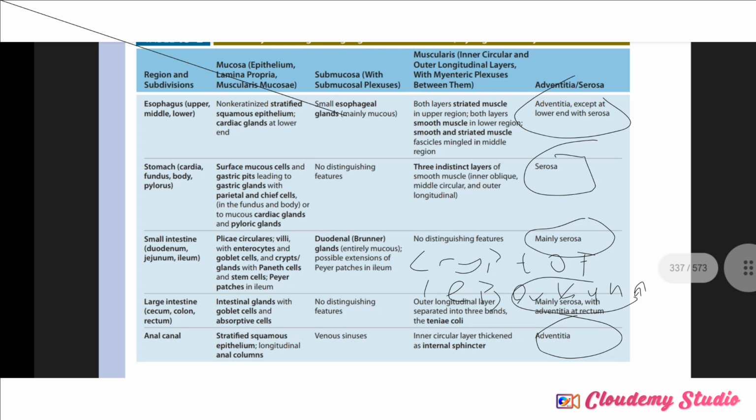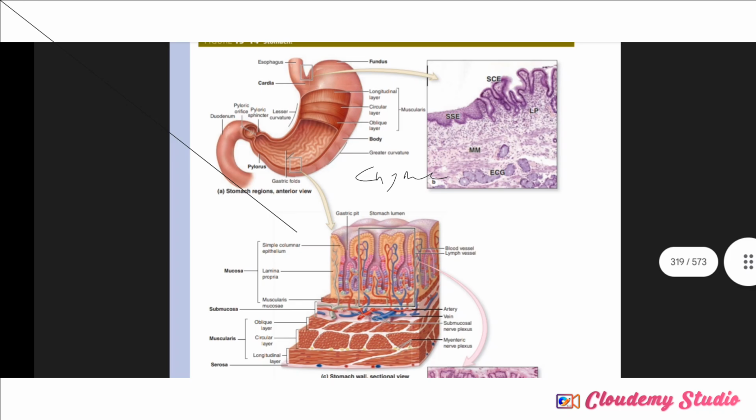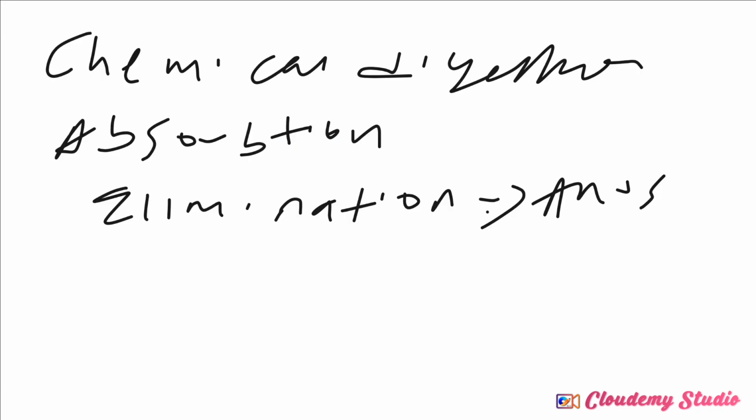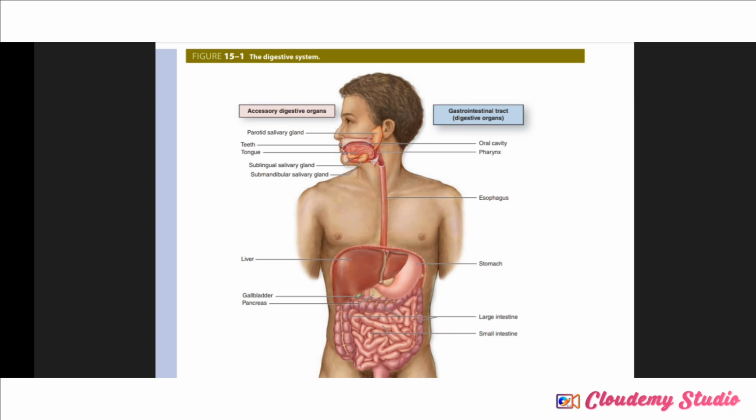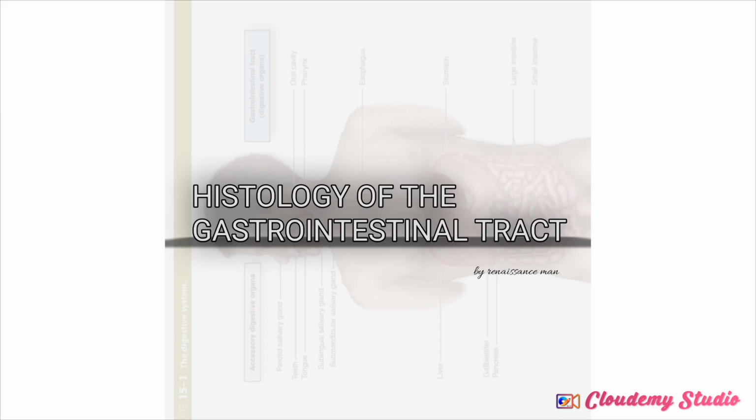You understand? So these are the things that you have to understand in that histology. We have explained everything about the histology of the gastrointestinal tract, and we hope you understand everything about the gastrointestinal tract now.